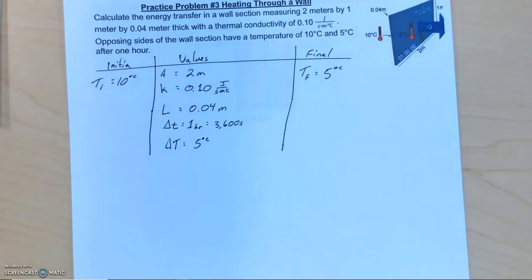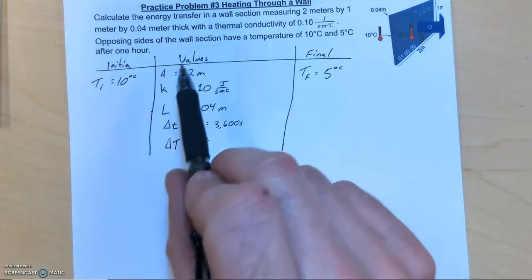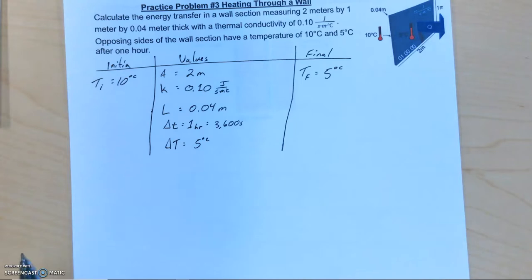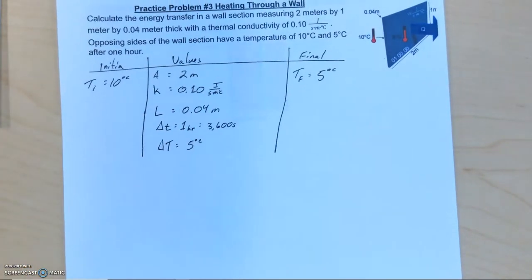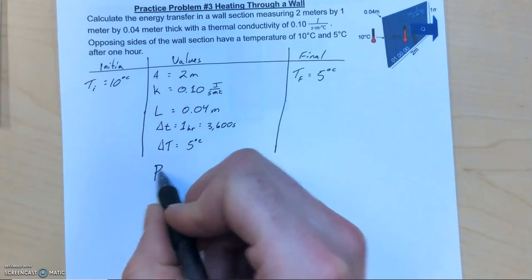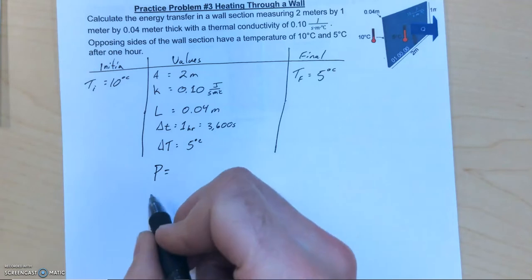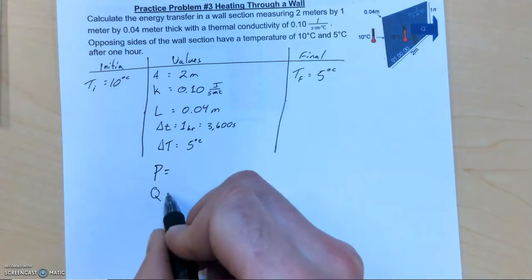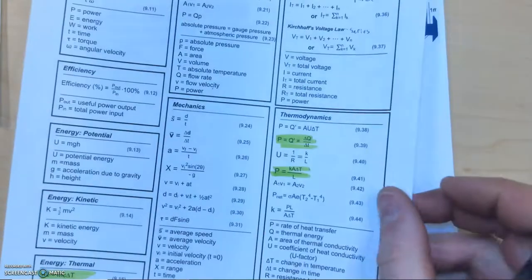So, some things to solve for. They're asking for the rate of heat transfer, and that deals with time, like how fast does the energy transfer through the wall in 1 hour. So, let's put that down here. That's going to be represented by P. P is the rate of heat transfer, and they also want to know how much thermal energy, so that's represented by Q.